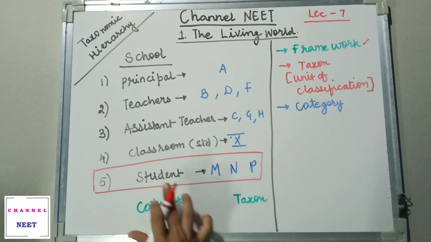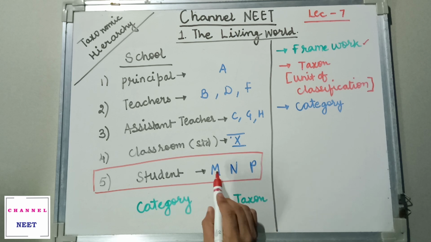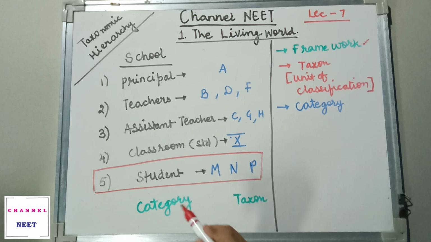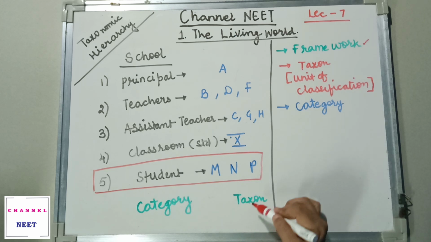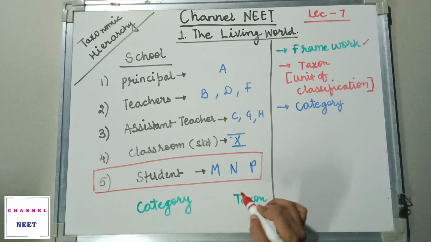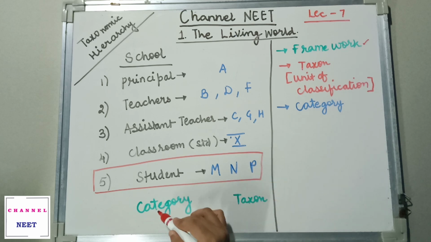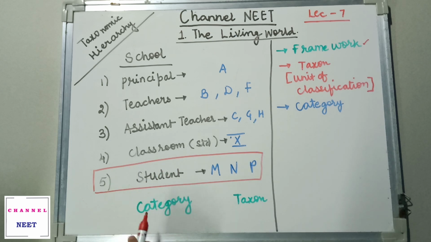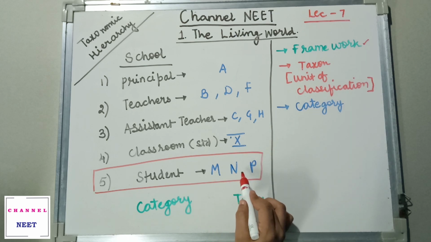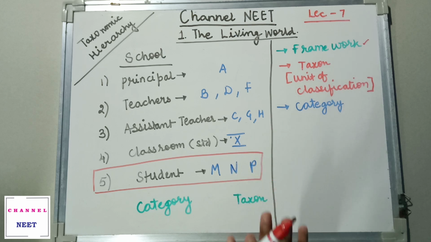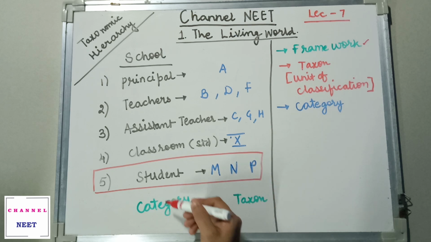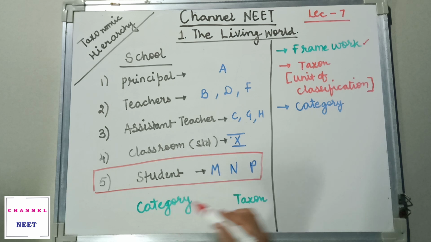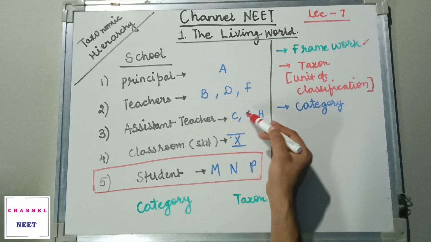So who are the taxon right now? Taxons are M, N, P. What is the category? The student category. You understand? Taxons are M, N, P, and the category is the students. Same way, classroom becomes category, standard 10 becomes taxon, meaning all these three students are from standard 10th. Again, assistant teachers becomes the category and taxon becomes C, G, H.